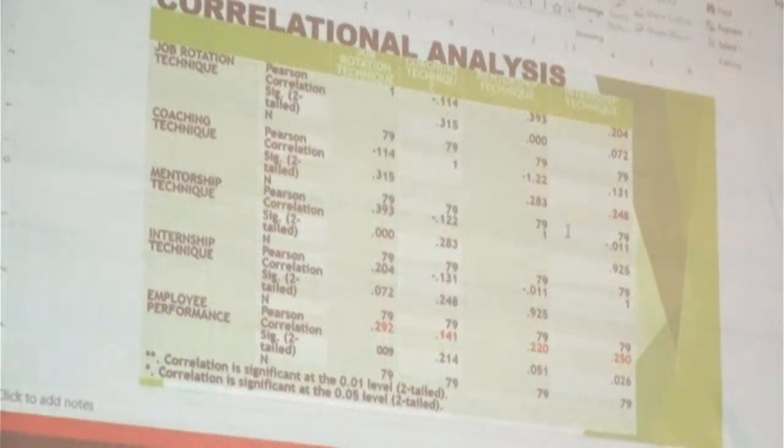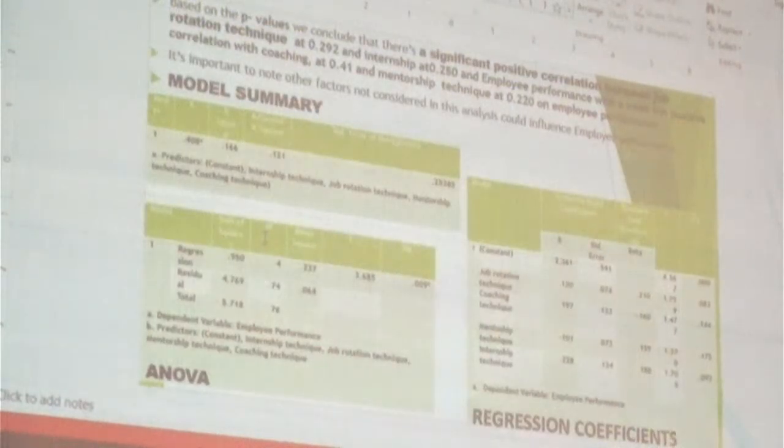Moving on to correlational analysis. This shows the relationship between the variables, both the independent and the dependent variables. The values are shown. We can come to the conclusion, based on the p-value, that there's a significant correlation between all the four techniques and employee performance.